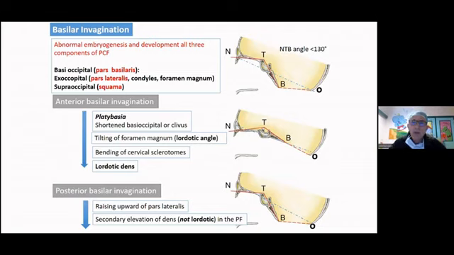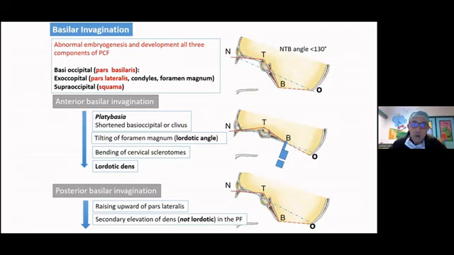But if we go back to the embryology, we can consider two types of basilar invagination. Anterior basilar invagination, more likely associated with platybasia. The angle between the anterior cranial fossa and clivus is more than 130 degrees, and on this occasion, the odontoid is retroverted because of a mechanical obstacle in the odontoid vertical growth.